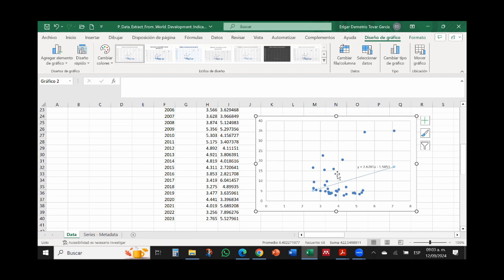Why is this important, guys? Because to me it is very important. As you can see, there is no evidence in favor of the Phillips curve. By contrast, there is a positive relationship. When unemployment is increasing, inflation is also increasing.